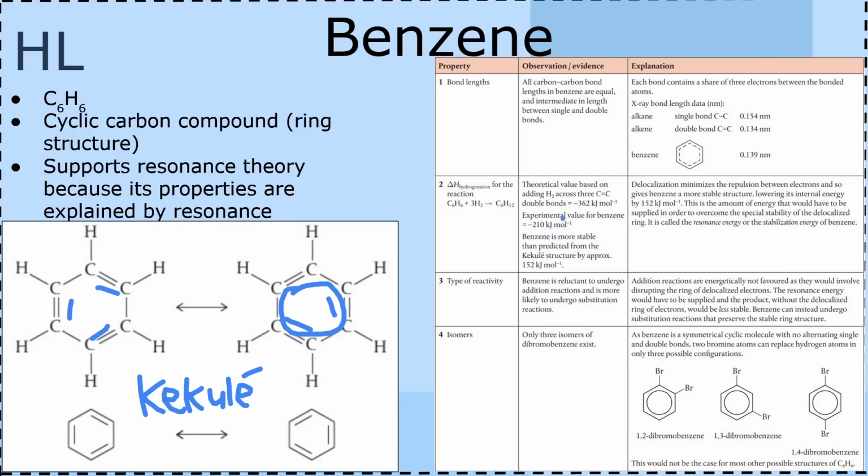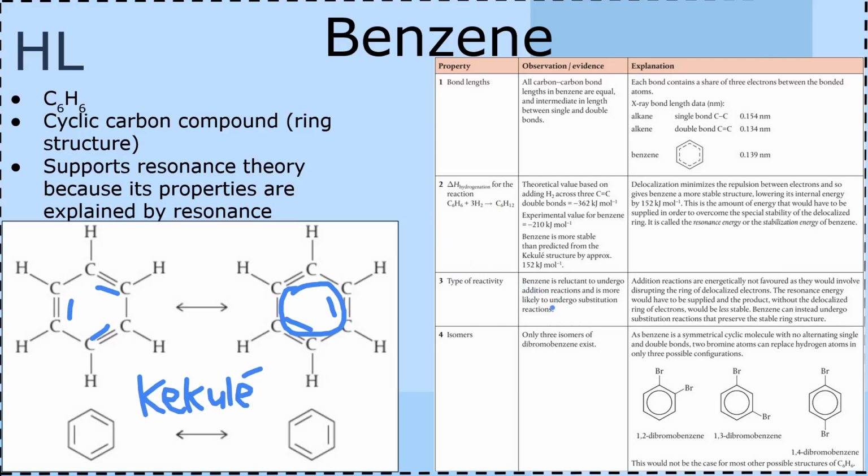Remember that if delta H is negative, that means it's an exothermic reaction, and you're releasing energy. Because it's releasing less energy, that means there's less energy stored. Therefore, the actual structure of benzene has to be more stable than the Kekule structure, because there's less energy to release. This energy is called the resonance energy or the stabilization energy of benzene.